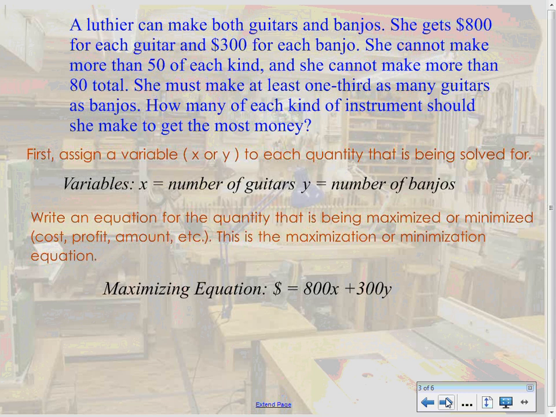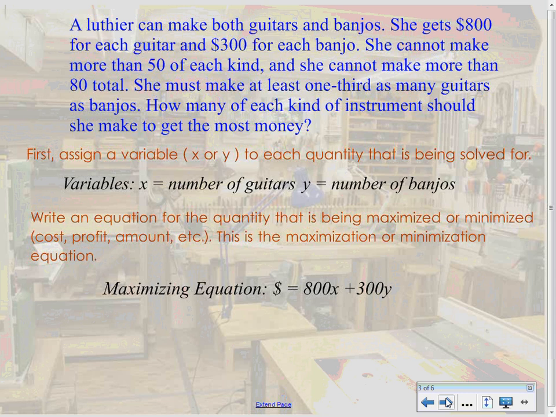A luthier can make both guitars and banjos. She gets $800 for each guitar, $300 for each banjo. She cannot make more than 50 of each kind, maybe due to some constraint in the amount of wood she has, the amount of time, the amount of labor she has, or whatever. And she cannot make more than 80 instruments total. This may be per month or whatever. You can add another constraint in there with time. But she must make at least one-third as many guitars as banjos.